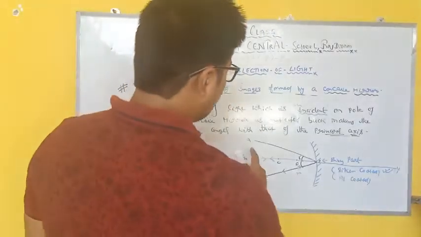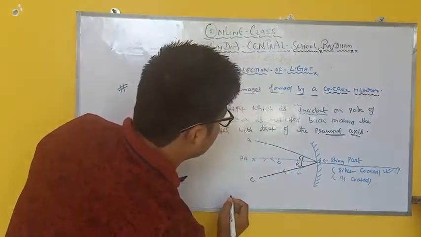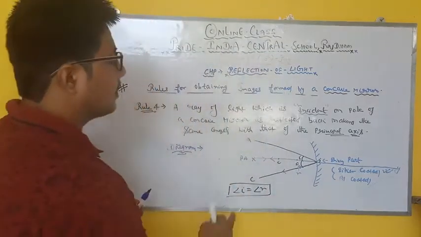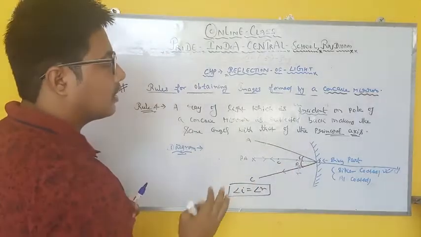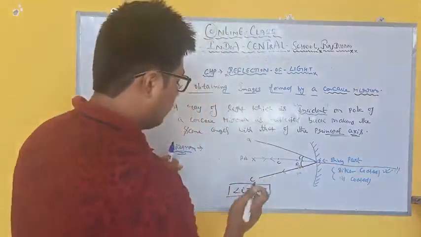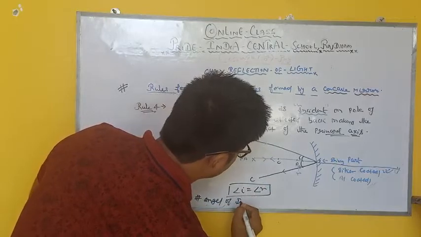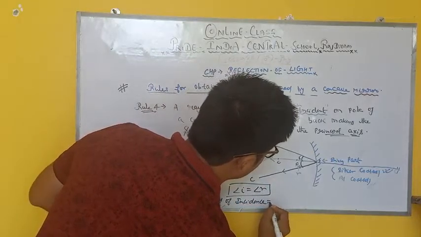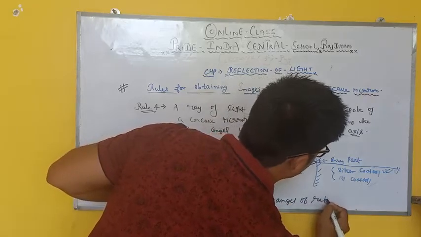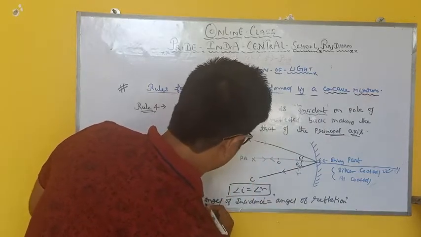So what happened? Here angle I is equal to angle R. This is nothing but what we say: the incident ray is equal to the reflected ray, or the angle of incidence is equal to the angle of reflection. You can also write it as: the angle of incidence is equal to the angle of reflection.